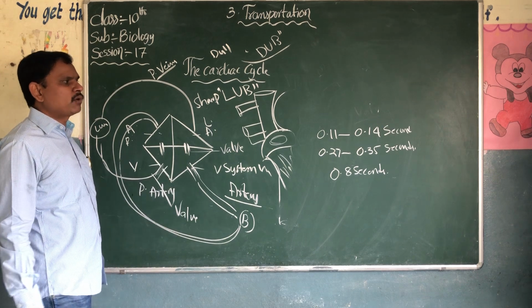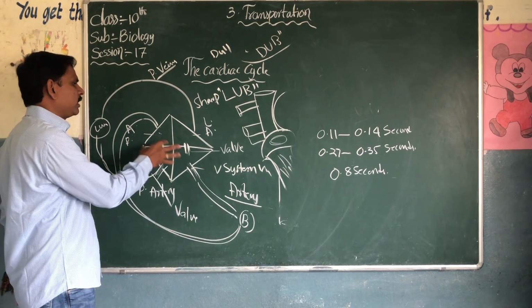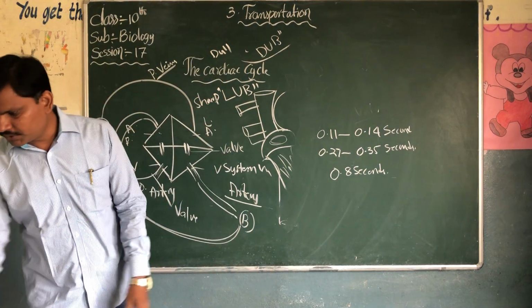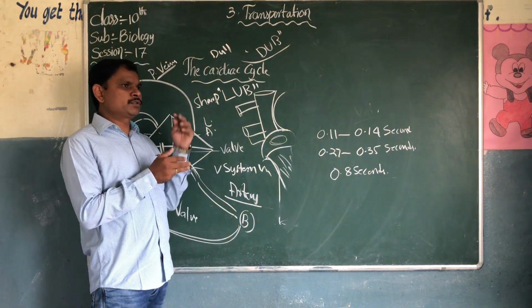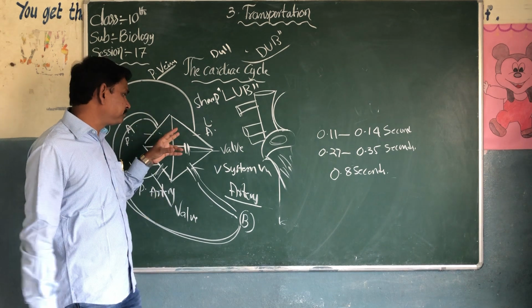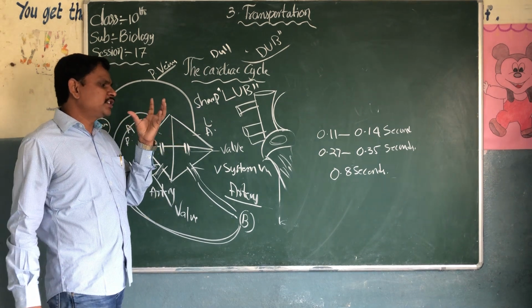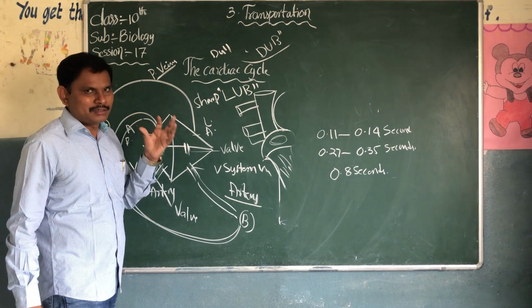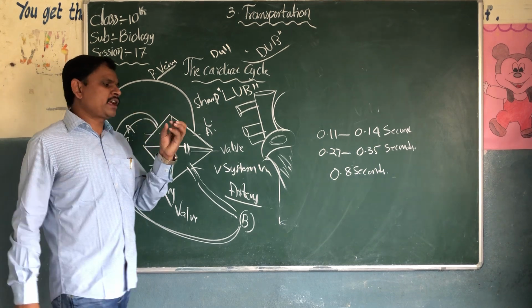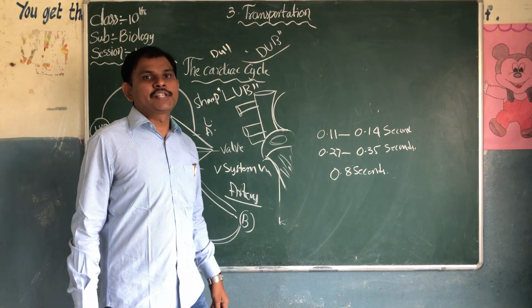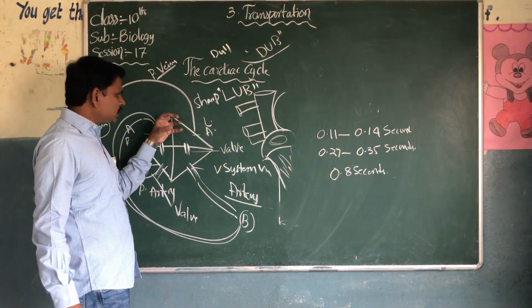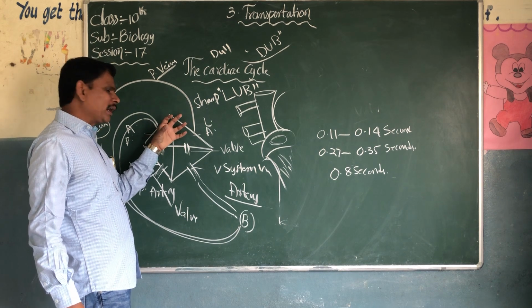0.11 to 0.14 second is required for the atrial contraction. Okay? Don't confuse, students. Just simply remember the 4 chambers. When they are in the relaxation stage, it is called diastole. The contraction stage is called systole.